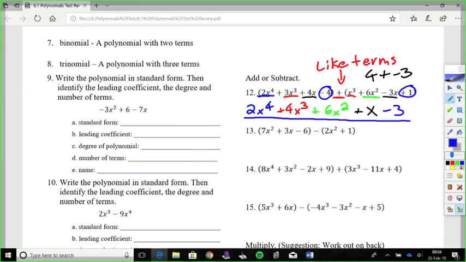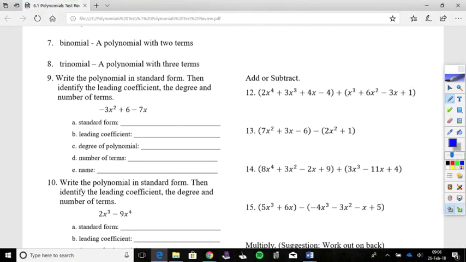So with number 13, subtracting, it's very similar. Just for the sake of having a little more space and it to not be too cluttered, I'm going to erase the previous question.